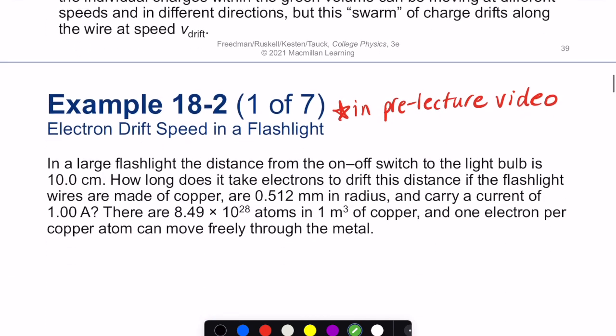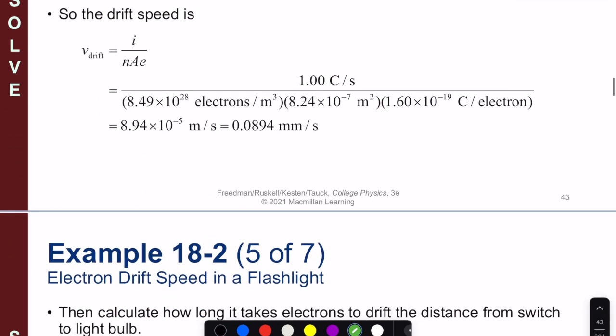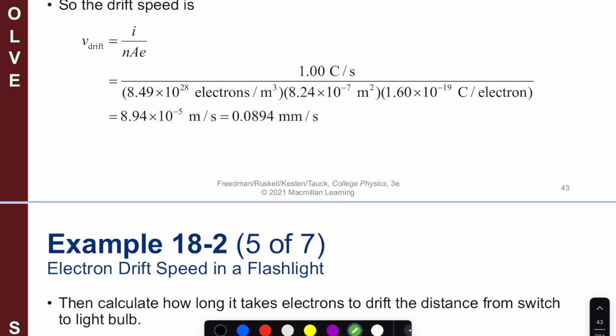Here we can calculate the drift speed of a flashlight. It's done in your pre-lecture video. Let's just scroll to the answer and you can see the slowness that I'm talking about. The drift speed is barely a tenth of a millimeter per second. So why? How is that even possible? How are we able to turn on this flashlight in an instant if those electrons are moving so slowly?